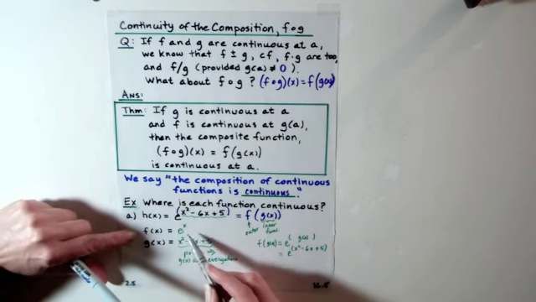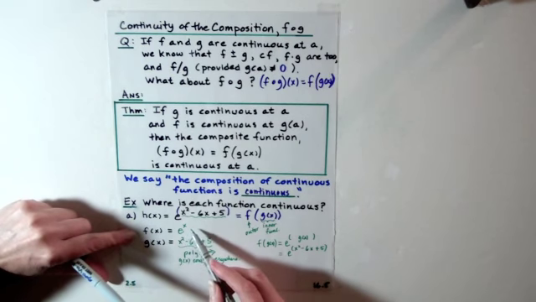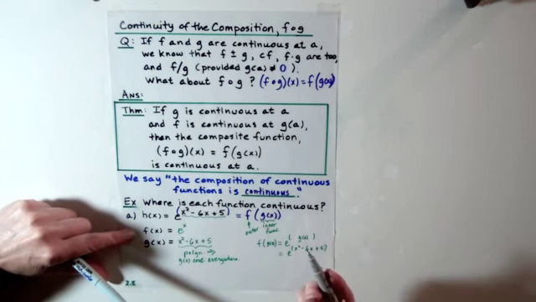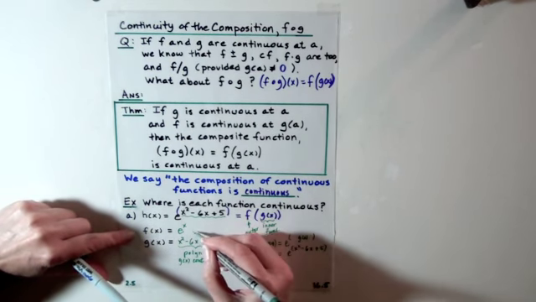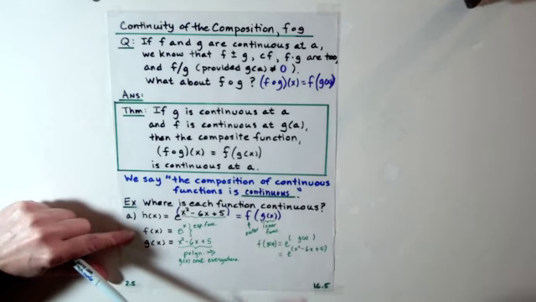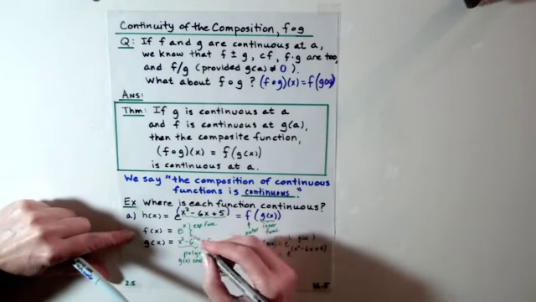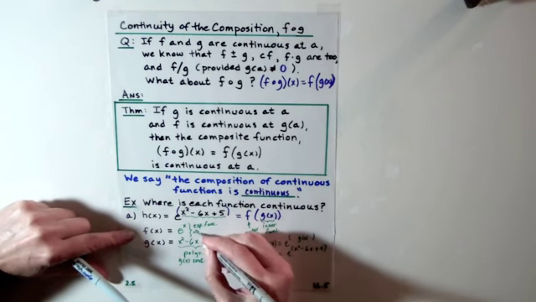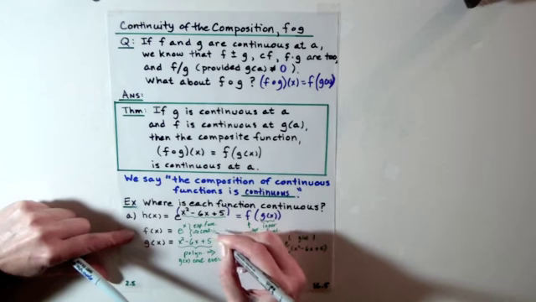Let's look at our outer function, e to the x. What kind of function is it? Well, it's an exponential function. So this is an exponential function. And what does that mean about its continuity? We already said that an exponential function is continuous everywhere. So this is also continuous everywhere.